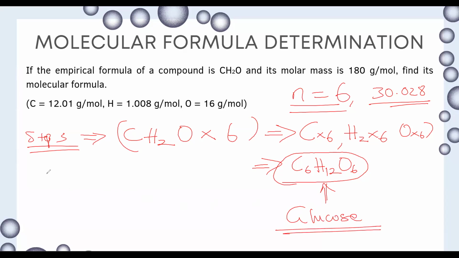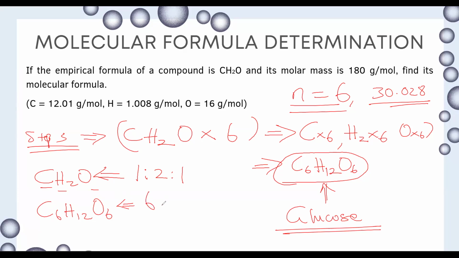So the empirical formula for glucose is CH2O, but the molecular formula is C6H12O6. Now, from our definition, the empirical formula of a compound shows the ratio of the elements that are present. It is telling us that we have 1:2:1 of carbon, hydrogen, and oxygen. And the molecular formula is the actual formula. It is telling us that we have 6 atoms of carbon, 12 atoms of hydrogen, and 6 atoms of oxygen. Any questions? No, sir.